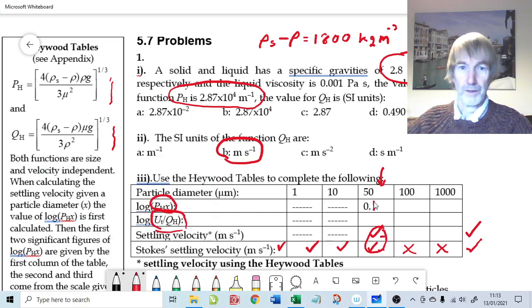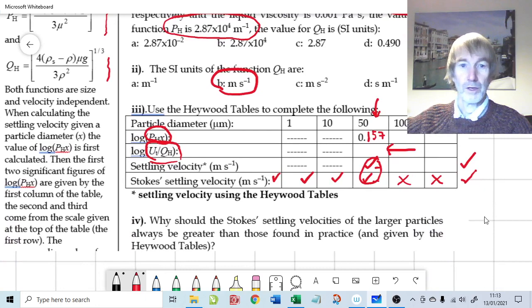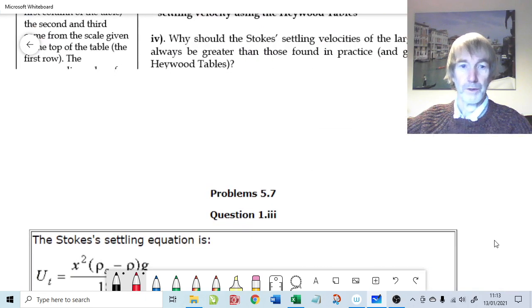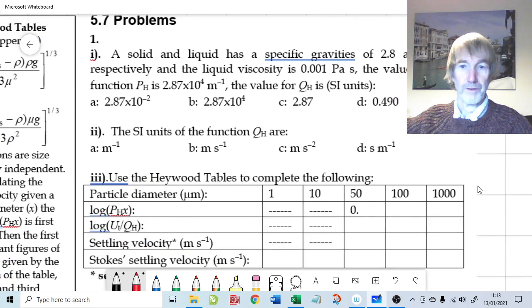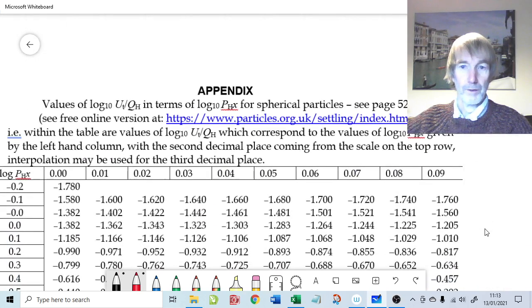So we're looking at something in the order of 157 just here. Now, the big question is, how do we actually calculate the value of log to the base 10 of U, which is the terminal settling velocity, over Q, which is this Haywood parameter again? How do we get that? Well, we get that from the tables. So keeping in mind log PX is 0.157, let's move on to the tables first.